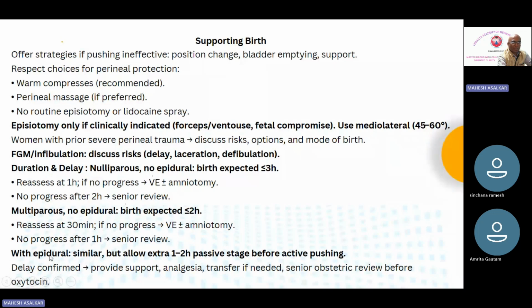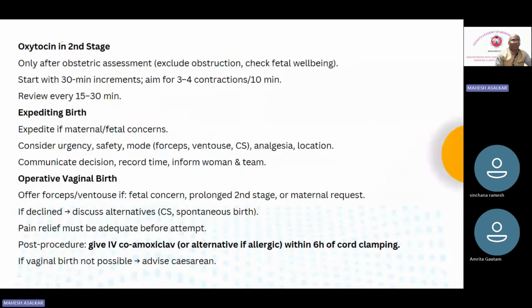Okay. With epidurals, it is similar but allow extra 1 to 2 hours of passive stage before active pushing. If delay is confirmed, provide support, analgesia, transfer if needed, and senior obstetric review before oxytocin. So oxytocin in second stage, only after obstetric assessment.